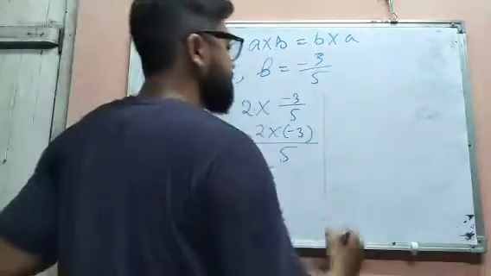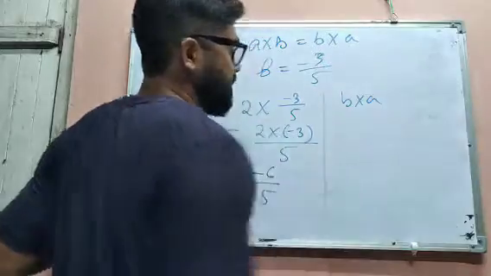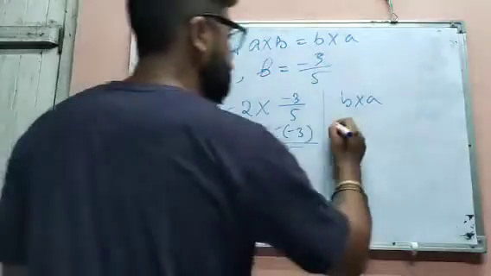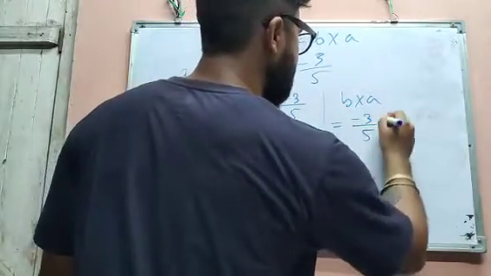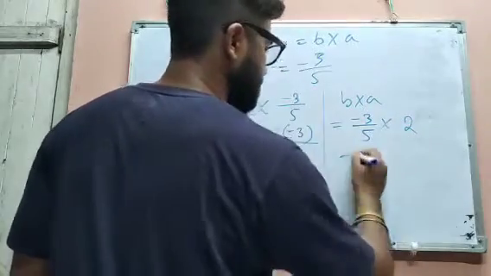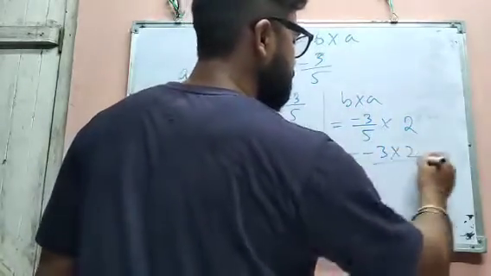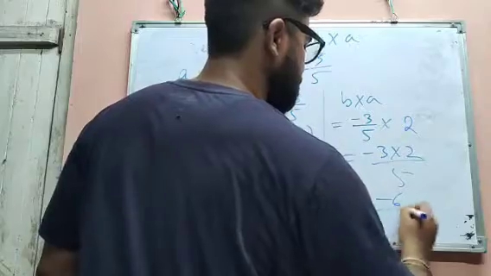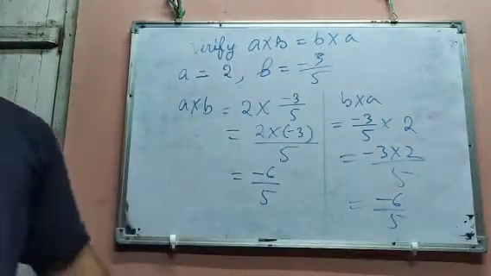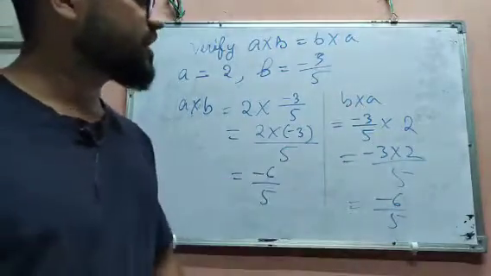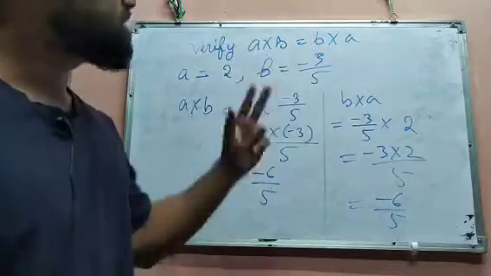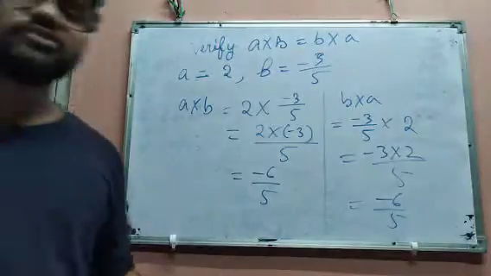Then b into a. To do this part, minus 3 by 5 into 2, same, minus 3 into 2, so minus 6 by 5. So that is how we can do that. A into b is equal to b into a, so it is satisfied.